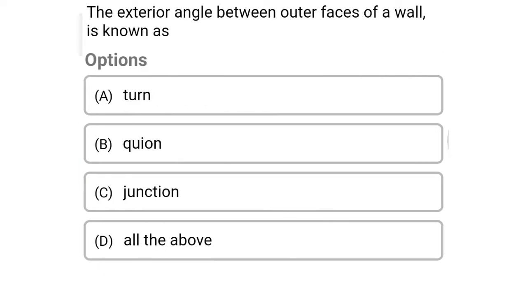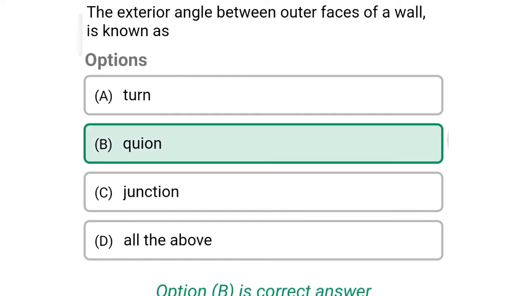Next question, the exterior angle between outer face of wall is known as option A turn, option B queen, option C junction, option D all the above. So the correct answer is option B queen.